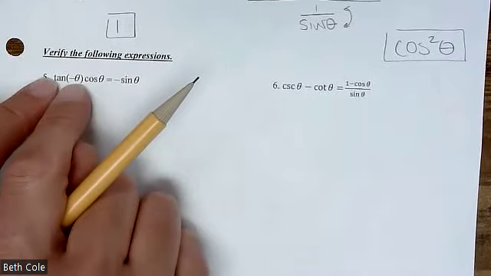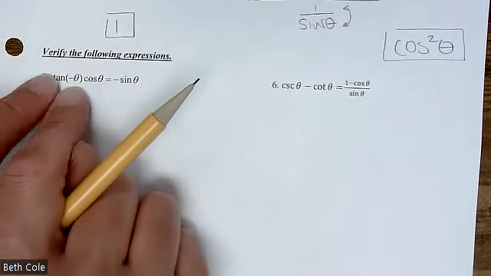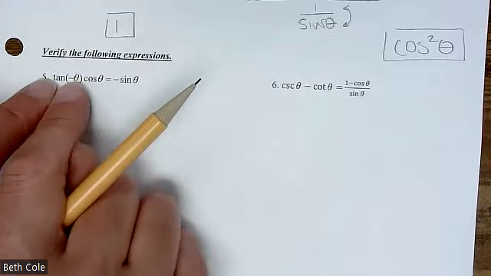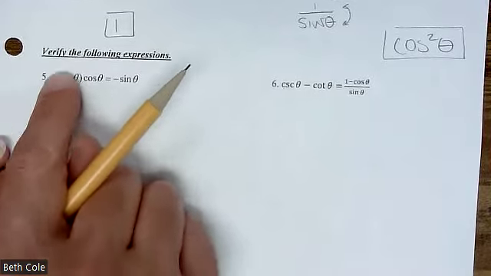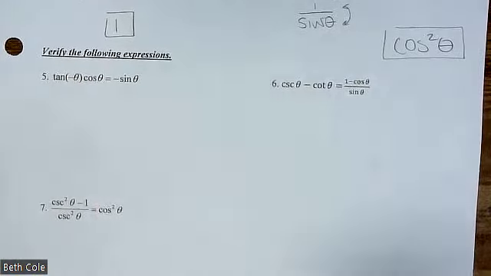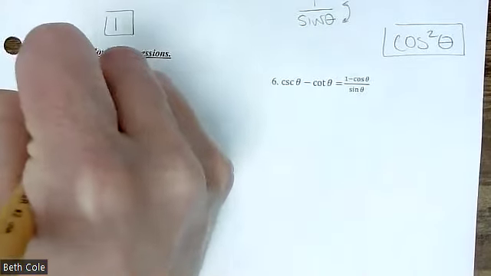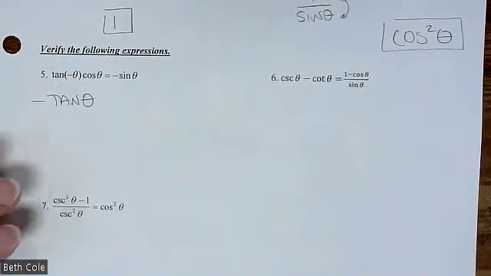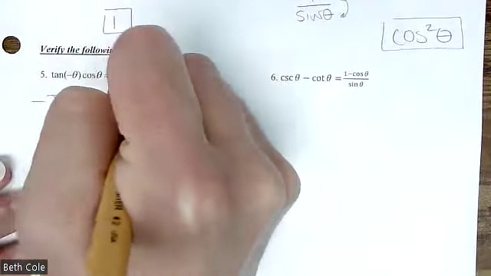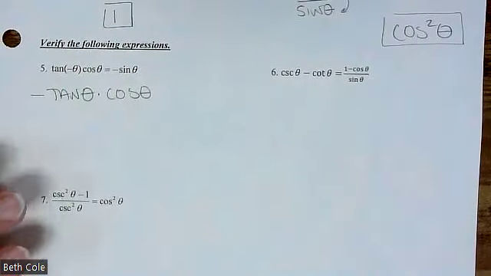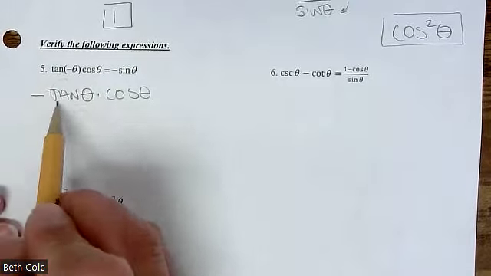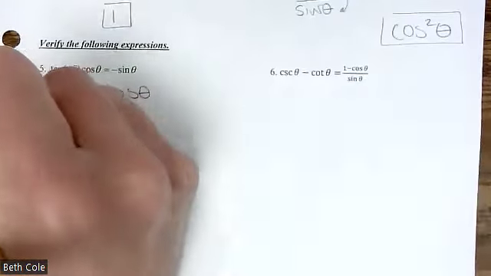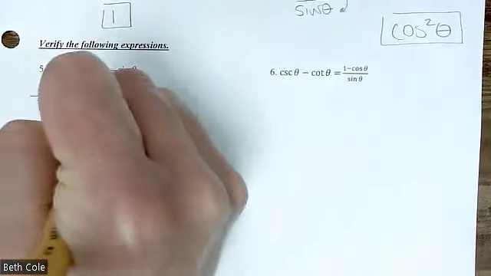Do you see the negative in there? That's even and odd. The even ones turn positive, the odd ones turn negative. So is tangent even or odd? Odd. So it is going to turn negative. So it's negative tangent of theta times cosine theta. What can you replace tangent with? Sine over cosine. And that negative is just going to hang out front.